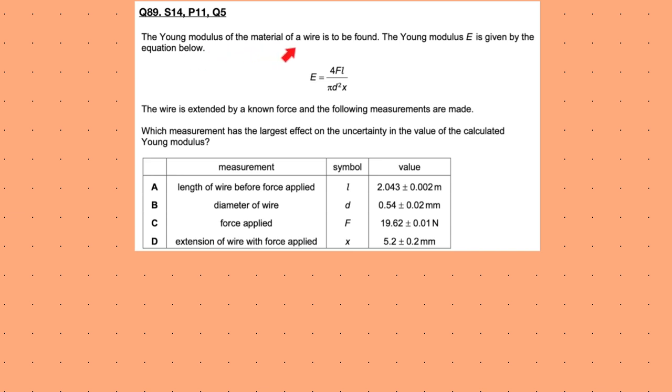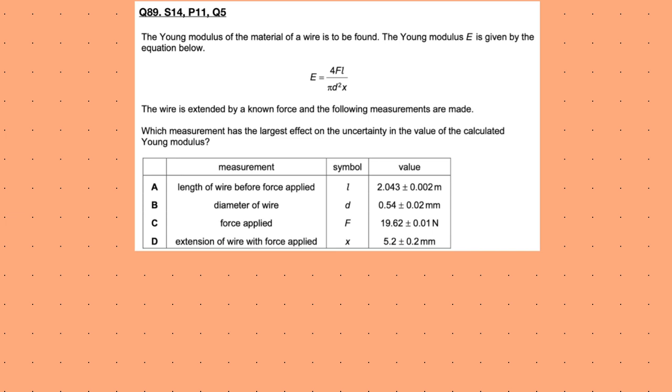The Young modulus of the material of a wire is to be found. The Young modulus E is given by this equation below. Right, so the formula for this is given, and by the way, this is something that you will study in the chapter Deformation of Solids, which is technically chapter number 6. The wire is extended by a known force and the following measurements are made. Which measurement has the largest effect on the uncertainty in the value of the calculated Young modulus? That means in the value of the calculated E.